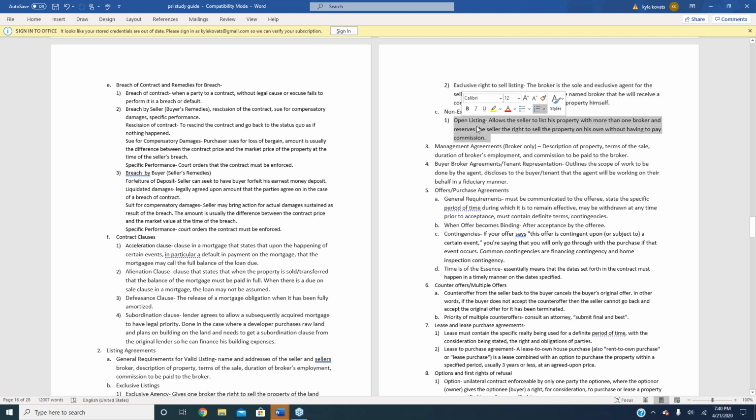Then the open listing, the giveaway for this, it's the only type of listing where the owner can list with more than one broker. So that's number one. And number two, the owner reserves the right to sell themselves, not pay commission. So not only could the owner list with 1,000 brokers, they could also sell themselves and pay no commission. So what we say here is that this provides the listing brokerage with the least protection in that circumstance.